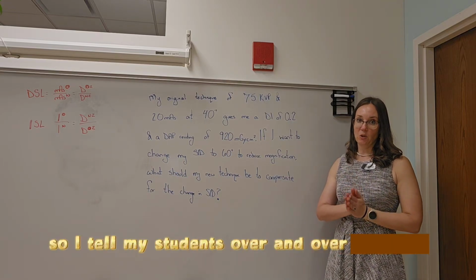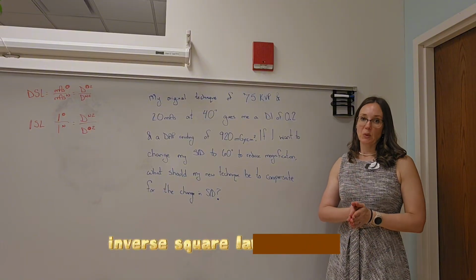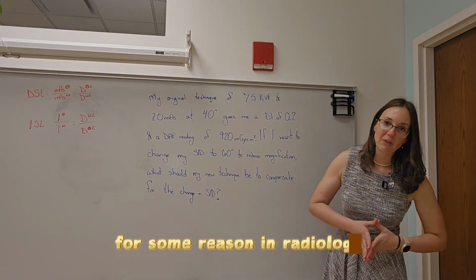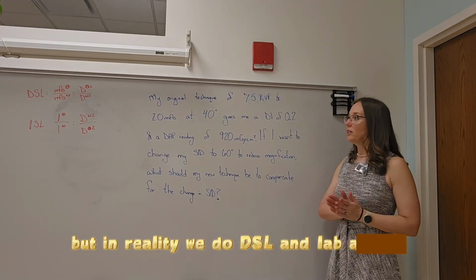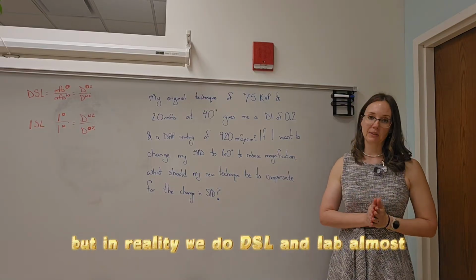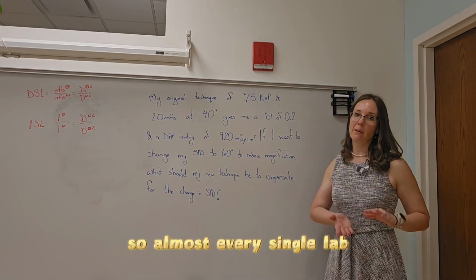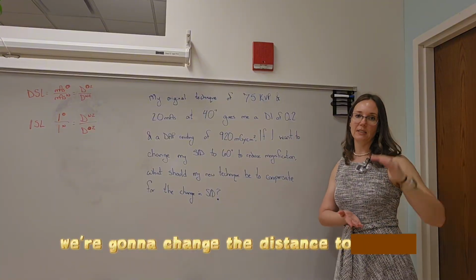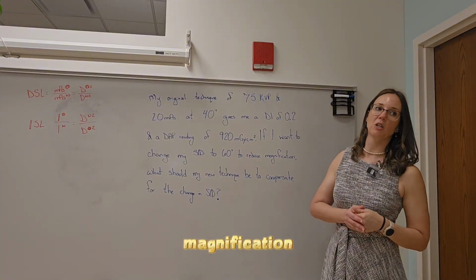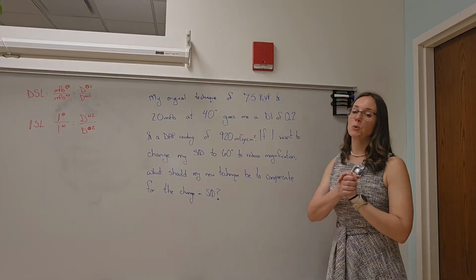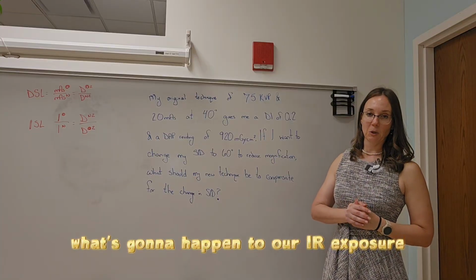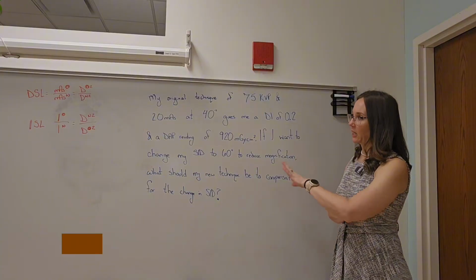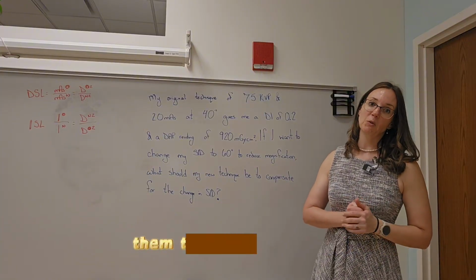So I tell my students over and over and over, inverse square law sounds cool. For some reason in radiology, everyone always loves to talk about inverse square law, but in reality, we do DSL in lab almost every single day. So almost every single lab I'm doing, hey, we're gonna change the distance to reduce magnification, or we're gonna change the distance to improve spatial resolution. What's gonna happen to our IR exposure? And they should know that it's gonna go down. They can actually calculate it out if I give them an original number.